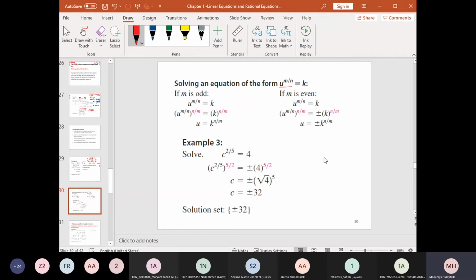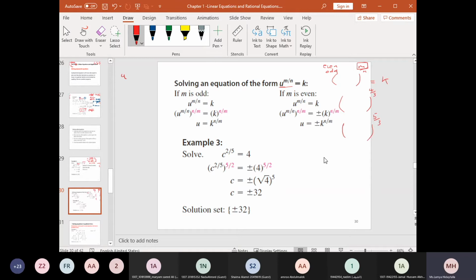Now, if I have an equation, we knew that there are nth roots. What if it was something to the power m over n, and this is equal to k? Something to the power maybe 4 over 3, maybe 5 over 3, or whatever. We have to look at the m. Is it even or odd? Why is that? We knew before.